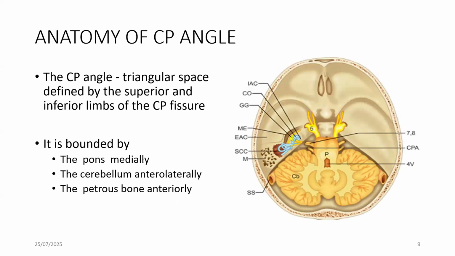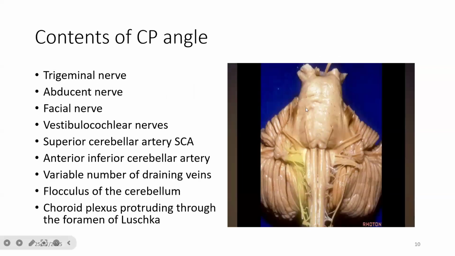Then, anatomy of the CP angle. The CP angle is one of the CSF cisterns in the brain, and it's a triangular space that is defined by the superior and inferior limbs of the cerebellopontine fissure. As we can see in this image of the brainstem and the adjoining cerebellum, the cerebellopontine fissure is a cleft in between the pons and the cerebellum.